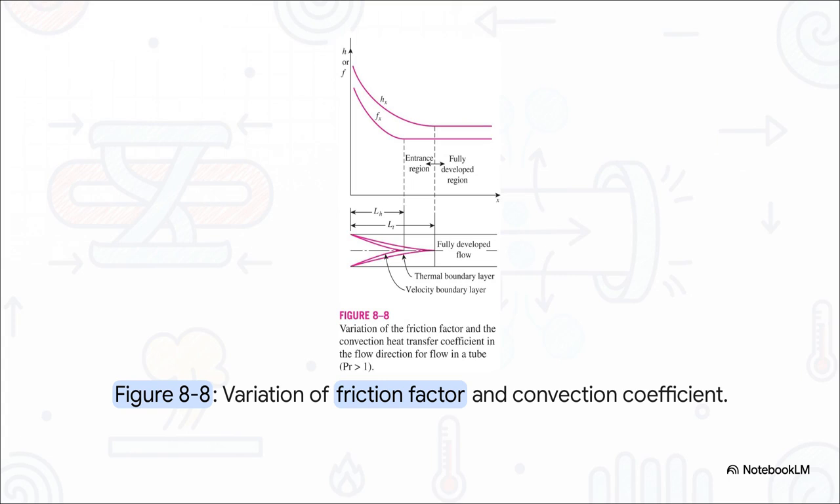This graph visually maps out the math for us, and honestly, this is the ultimate aha moment for engineering students. Check out the top graph, specifically that upper pink line marked h sub x. That is your local convection heat transfer coefficient. You see how it starts off super high over in the entrance region on the left? That's happening because the thermal boundary layer is still super thin, so heat transfer is incredibly rapid.